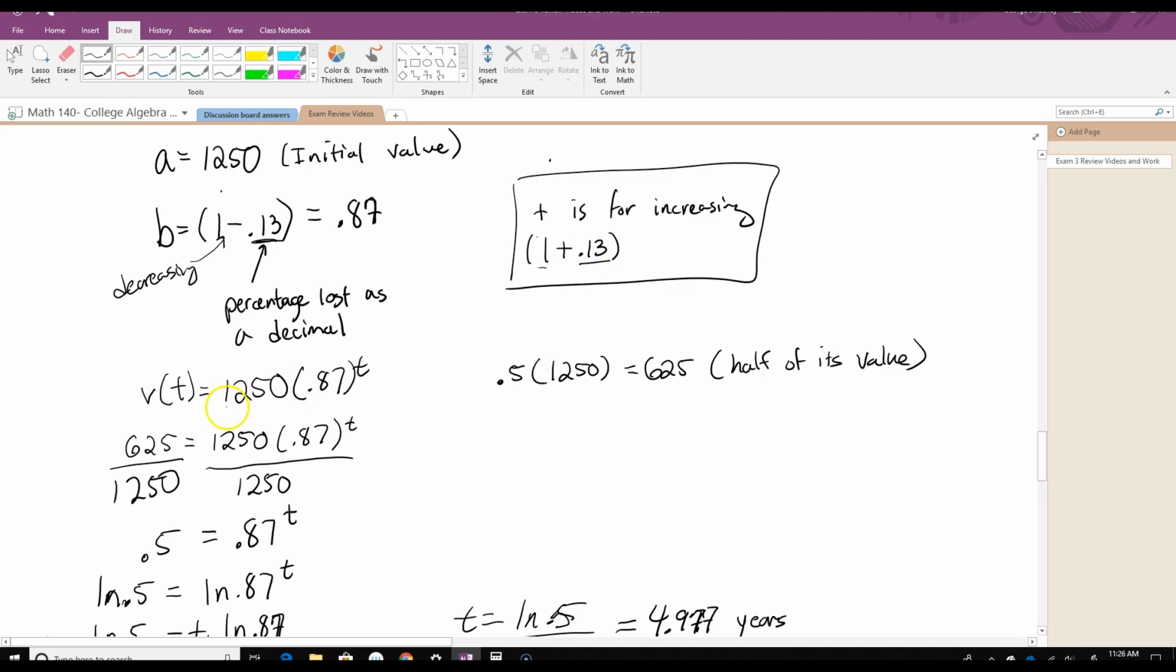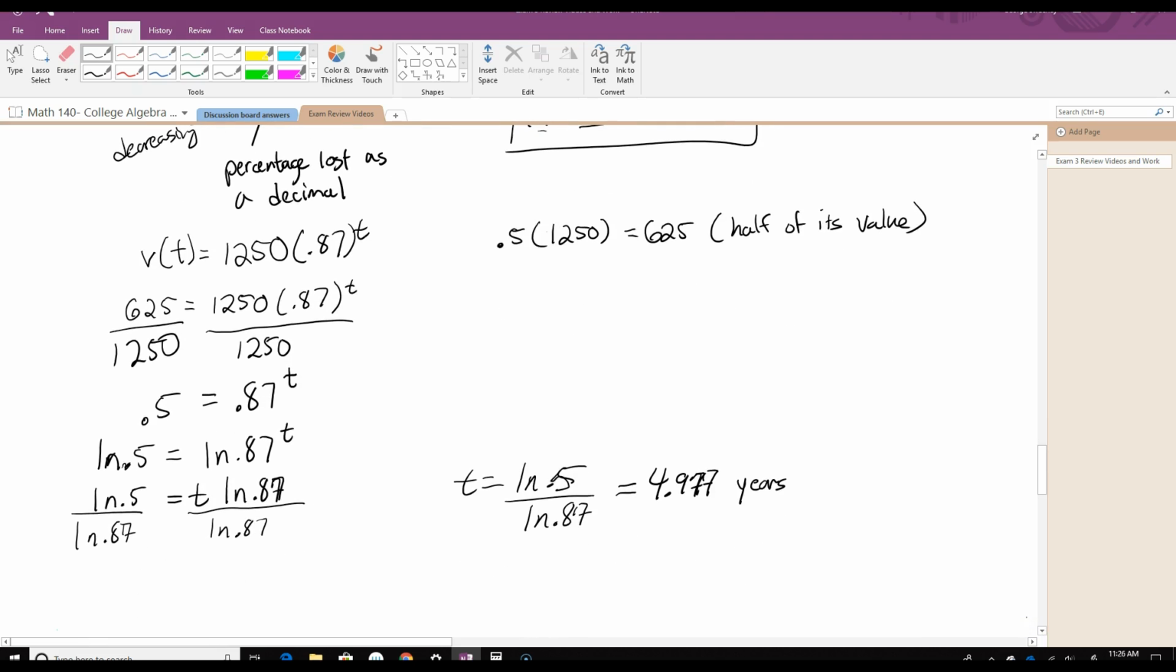Now that we have that, we have our model v of t equals 1,250 times 0.87 to the t, and then we use our rules of logarithms to solve. Remember, in order to take that exponential and turn it into a variable that we can solve for, we have to take the natural log of both sides, and then use our rules of logarithms. That completes this video.